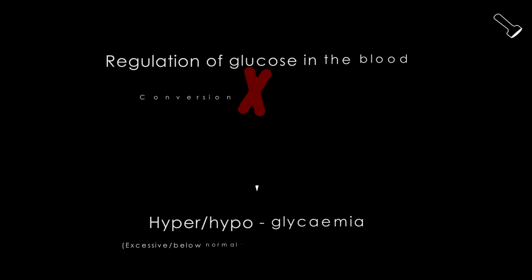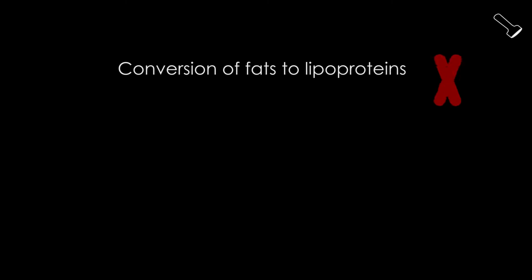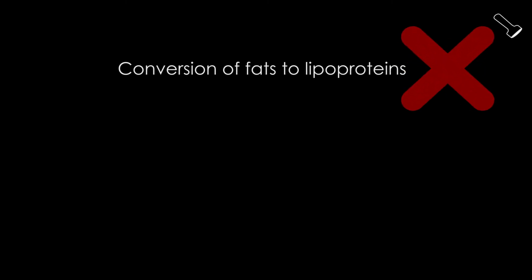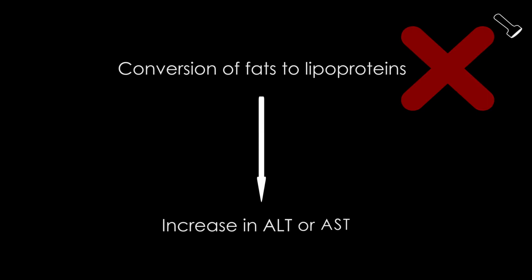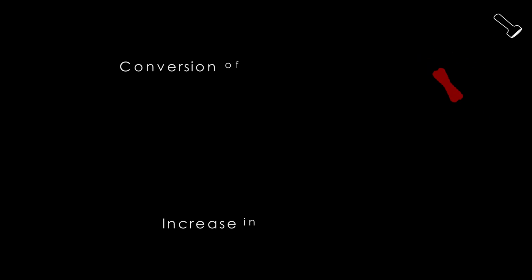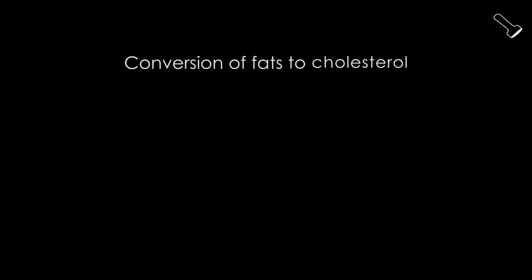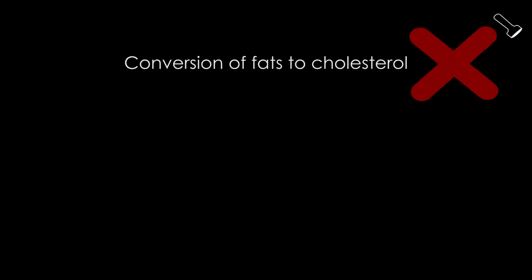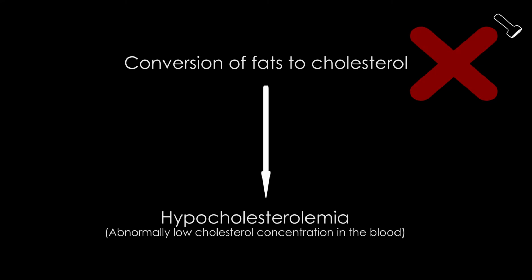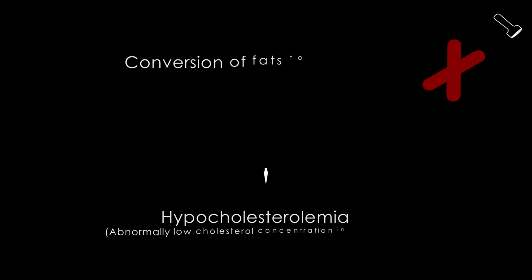severe liver disease. If a disease state caused dysfunction in the conversion of fats to lipoproteins, such as fatty liver disease, that disease could cause an increase in AST or ALT, and we'll discuss those enzymes later on. If a disease state caused dysfunction in the conversion of fats to cholesterol, it could cause an abnormally low level of cholesterol in the blood, and that's because the liver is the principal site of cholesterol synthesis.